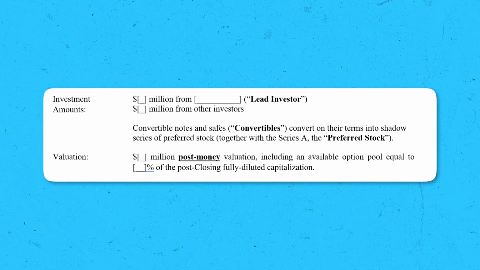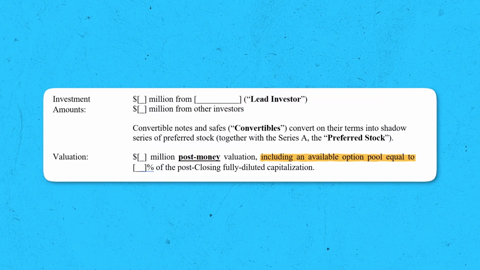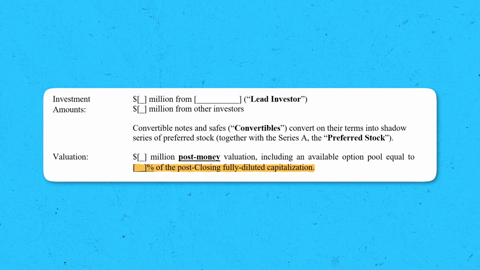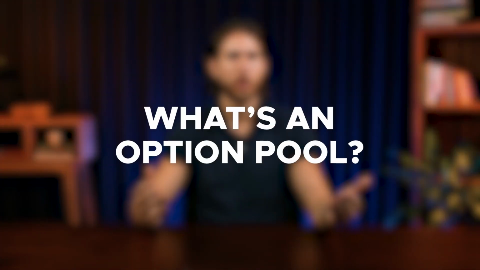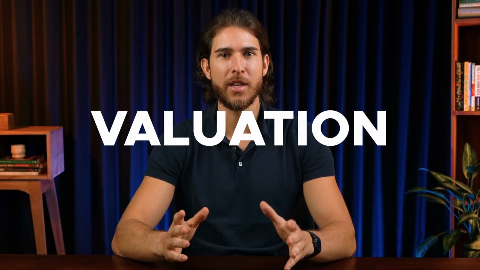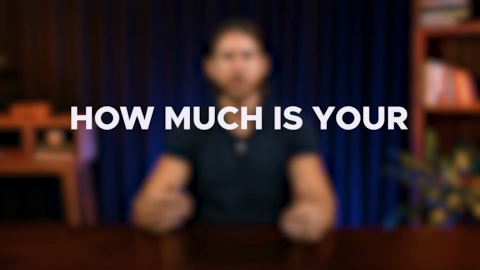Next, you'll have the investment amount and valuation. Notice that here it says post-money valuation, including an available option pool equal to X% of the post-closing fully diluted capitalization. A few things here. What is valuation? What's an option pool? What does a fully diluted capitalization even mean? Valuation, valuation, valuation. This is what everybody cares about. How much is your startup worth?